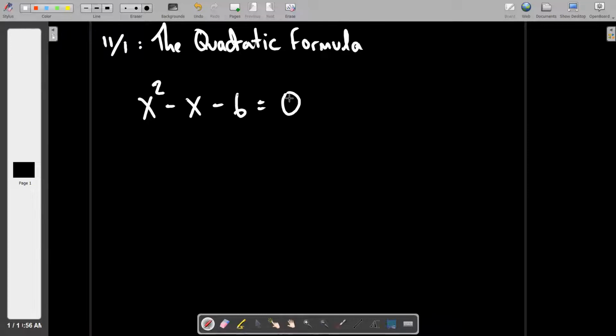This should be, as the kids say, light work. Solving by factoring is what we're doing.